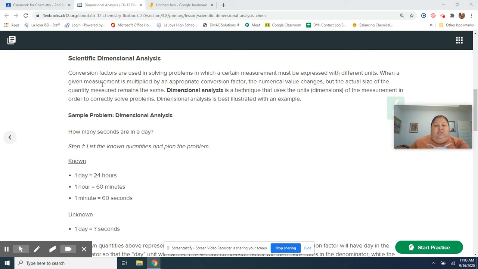When a given measurement is multiplied by an appropriate conversion factor, the numerical value will change. Okay, but the actual size of the quantity measured remains the same. Now, what do they mean by that?